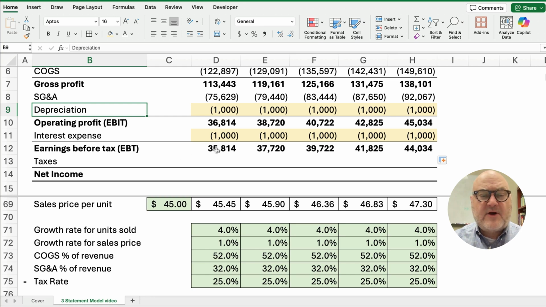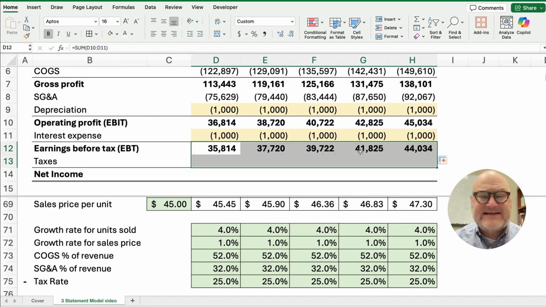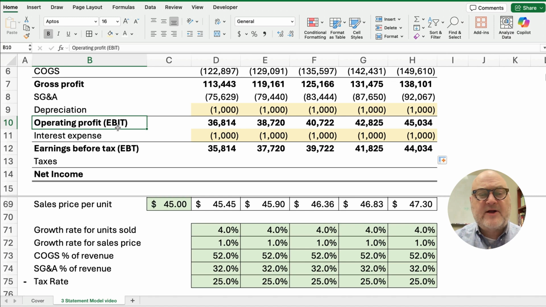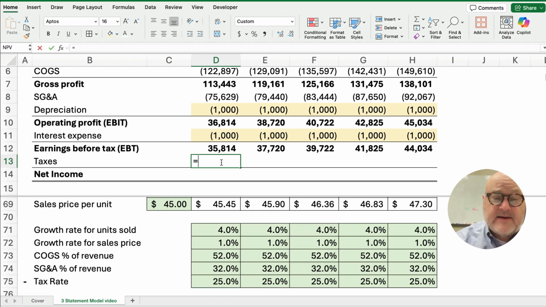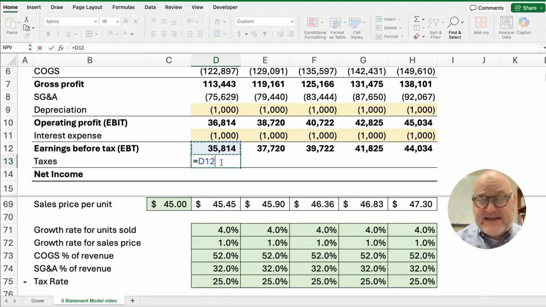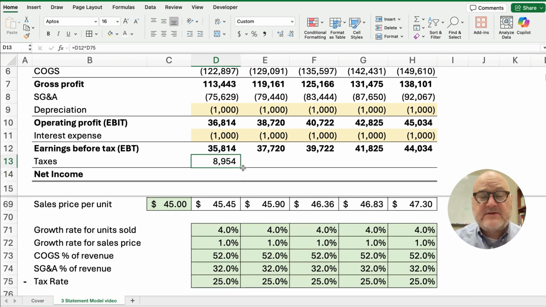Now we're down to earnings before tax. So operating profit is earnings before interest and taxes. That means the next two things we take out are going to be interest expense and taxes. So our taxes, we have a calculation. It's going to be the rate. It's going to be whatever the EBT number is, the earnings before tax, times the tax rate. Here it's 25%. And I need to copy it all the way across.